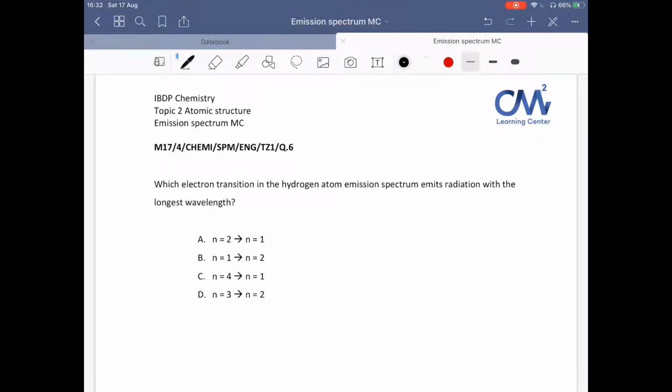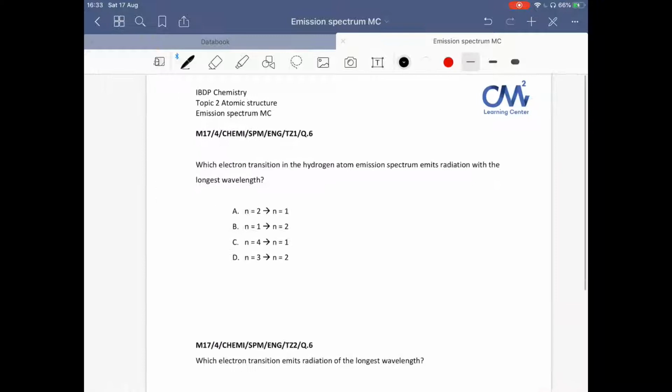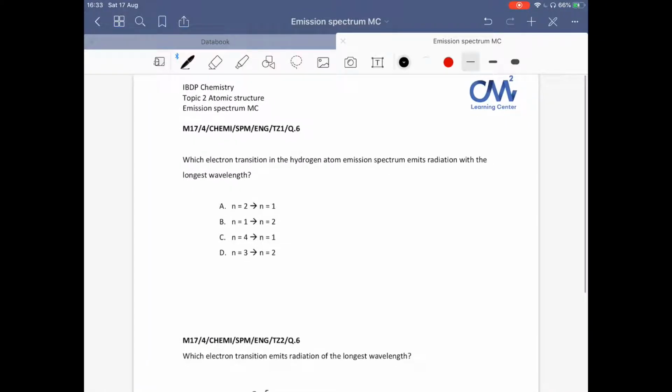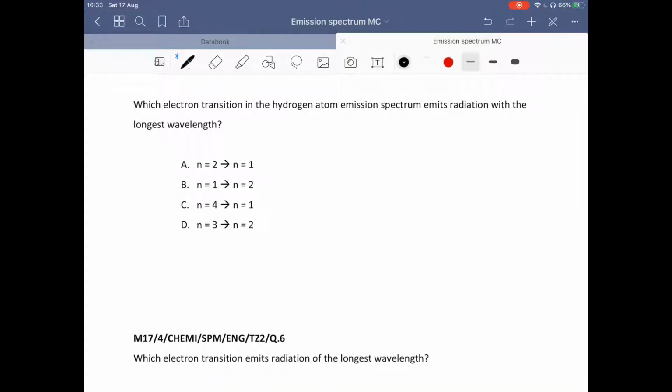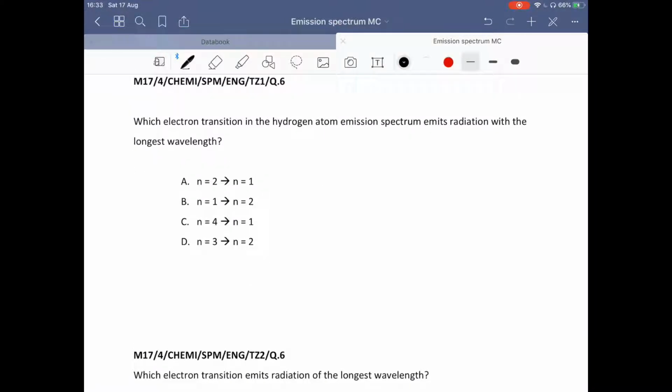In today's chemistry lesson, I'm going to talk about these MC questions. It's about emission spectrums. These two MC questions are from my IB past paper, 2017 May SL Paper 1, time zone 2 and time zone 1. Time zone 1 question 6 and time zone 2 question 6. The first one: which electron transition in the hydrogen atom emission spectrum emits radiation with the longest wavelength? So that's the keyword, emits, and the second part is longest wavelength.